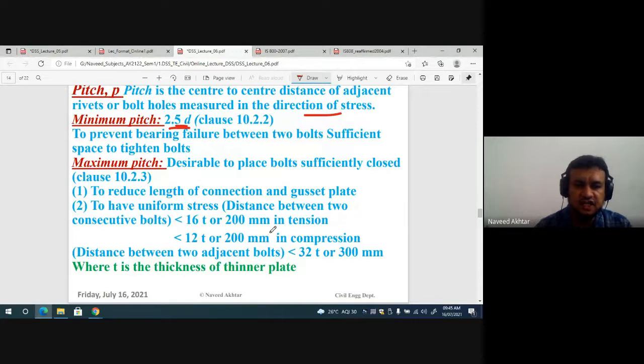If this is a tension member, then it's 16t or 200 mm, whichever is minimum, and 12t or 200 mm in compression, whichever is minimum. Distance between two adjacent bolts, in general, could be 32t or 300 mm. So likewise, minimum pitch and maximum pitch are defined. When you are taking the pitch, you should check for the minimum and maximum pitch also. All these clauses are given in your IS 800, section 10, 10.2.2.